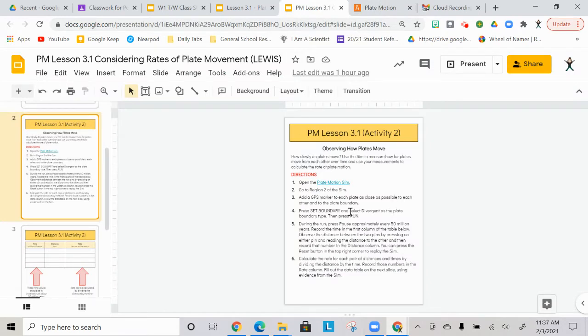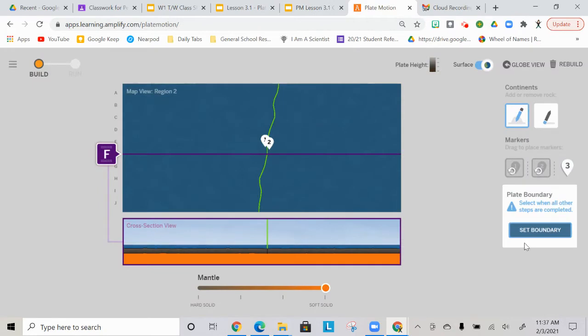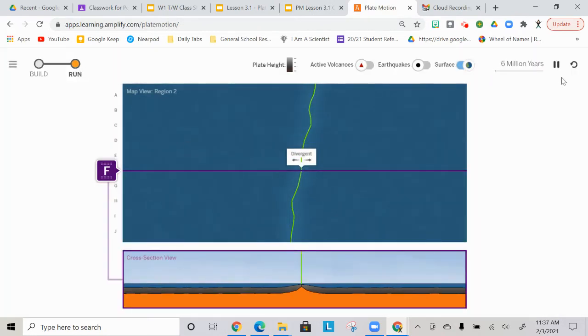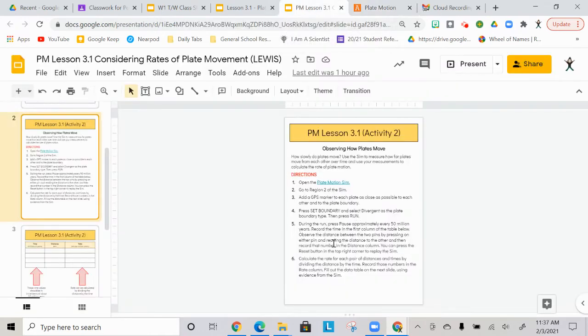Press set boundary and select divergent as the plate boundary and then run. Set, divergent, run. So I'm going to pause here so we can read the next direction set because I know there are some more directions.